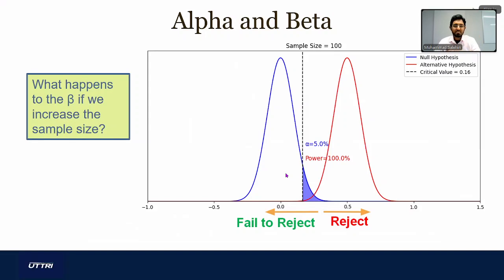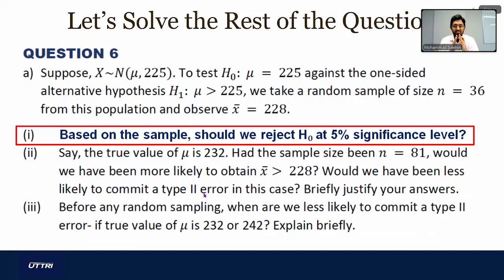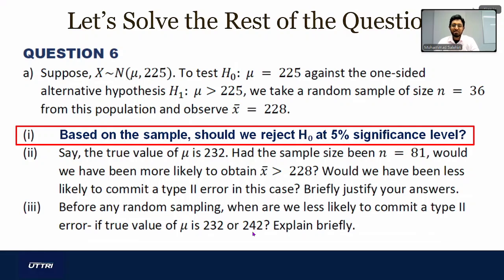From this, I hope we have everything to answer our questions now, right? When the sample size is increased, would we have been less likely to commit a type 2 error? Yes, because when the sample size increases, variance is reduced, so it's as if the distributions are further apart, and then we'll be less likely to commit a type 2 error. And for question 3, when are we less likely to commit a type 2 error, if mu is 232 or 242? 242 is farther apart from 225. So obviously, when it is 242, we are less likely to commit a type 2 error.